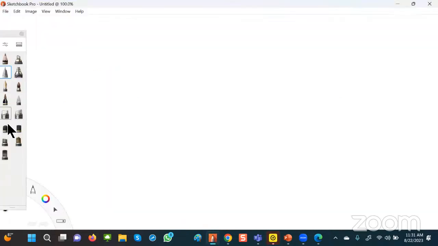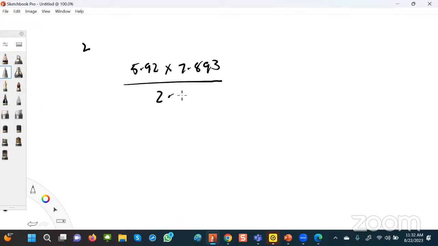Okay, so let's say you're given 5.92 multiplied by, I don't know, 7.893 divided by 2.6, all right? I'm just making up something, all right? So let's say these are all measured numbers and you're to do the calculation and give the answer to the correct number of sig figs.